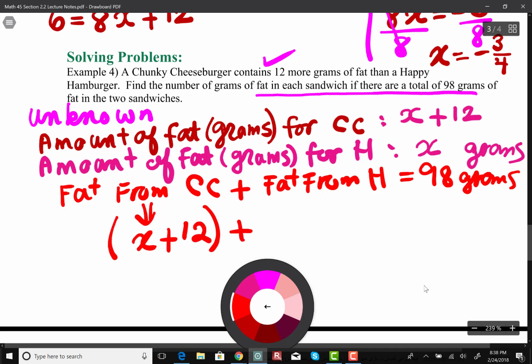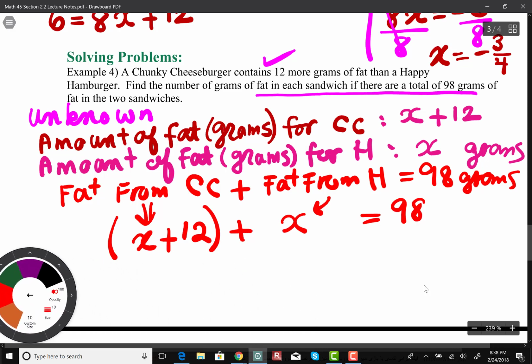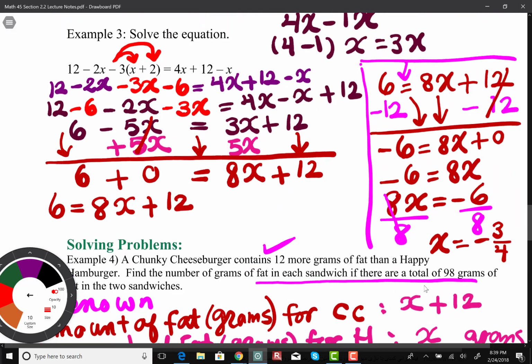Also, we have fat from happy hamburger, that's x. That's this one. By doing that, we are really writing an equation in terms of x only, which is the topic for this section, because we learned how to solve linear equations in one variable, and that's exactly what we have. So the next step is to solve this equation. So again, remember the steps we were talking about earlier.